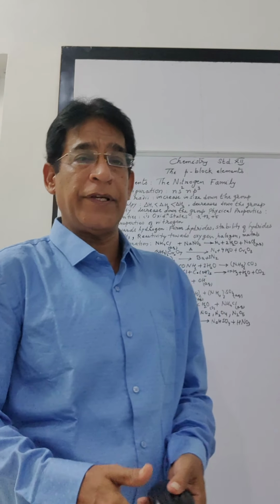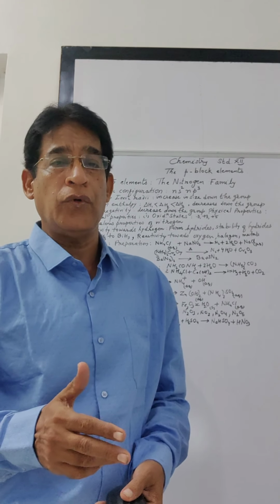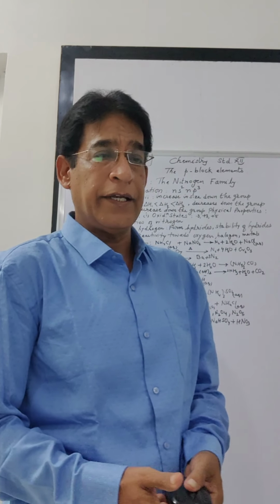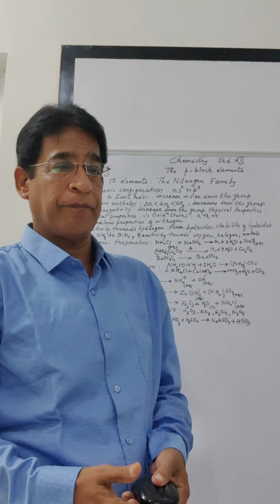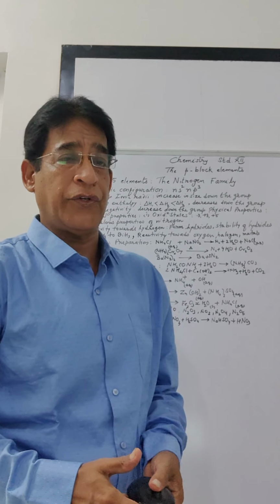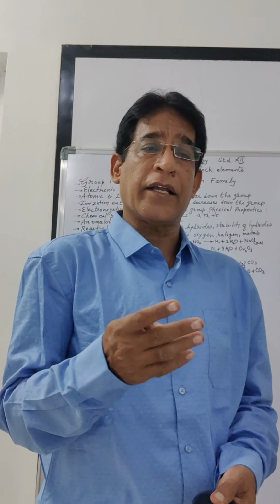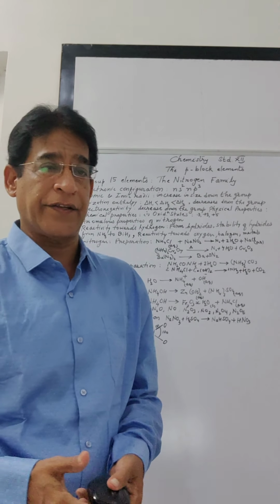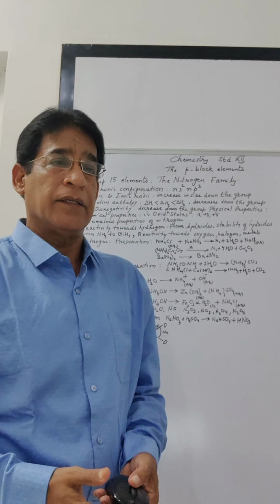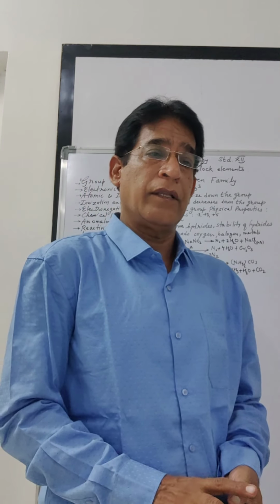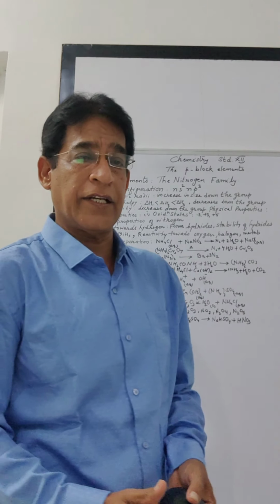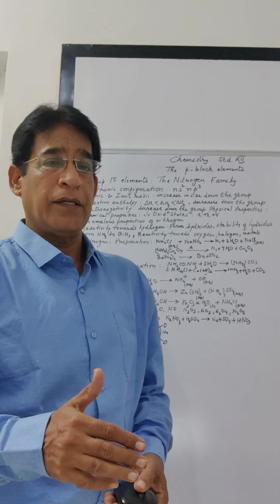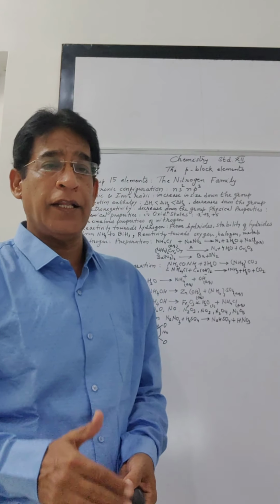Nitrogen exhibits +1, +2 and +4 oxidation states also when it reacts with oxygen. Phosphorus also shows +1 and +4 oxidation states in some oxoacids. In the case of nitrogen, all oxidation states from +1 to +4 tend to disproportionate in acid solution.